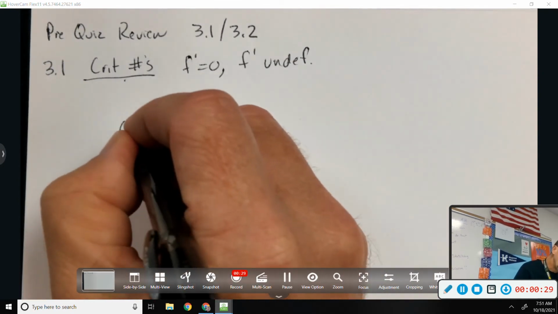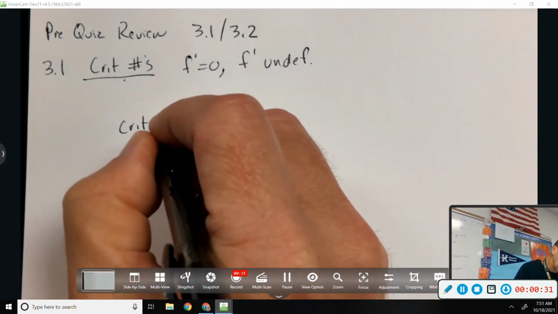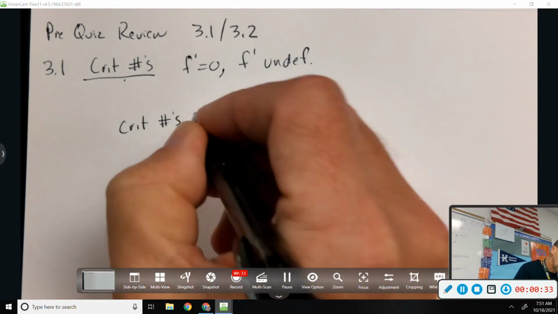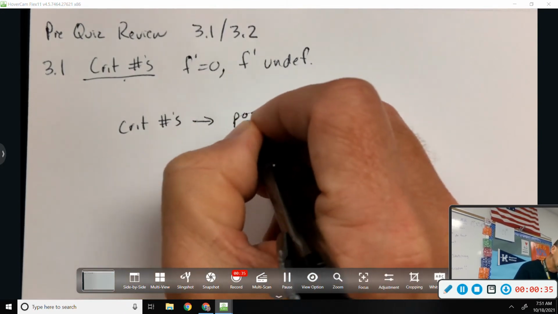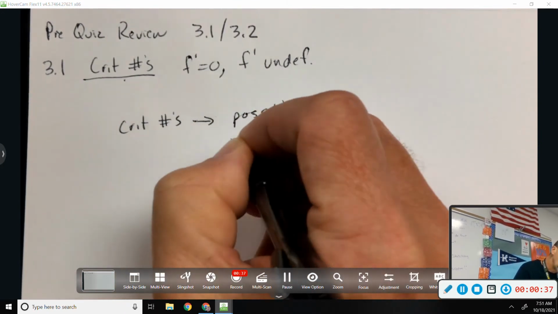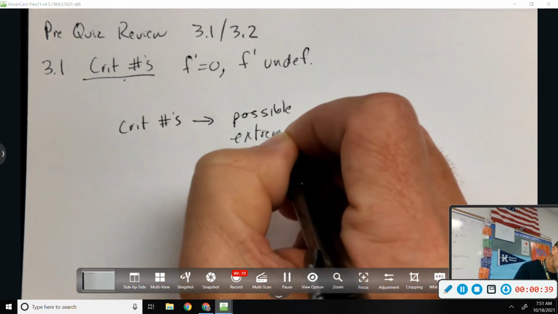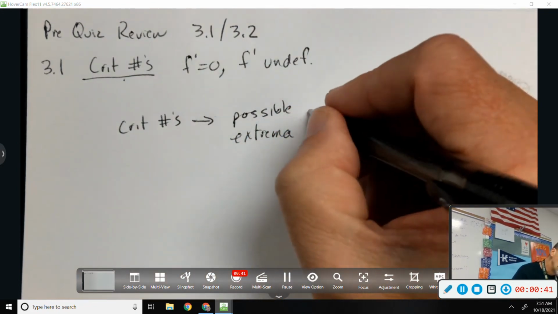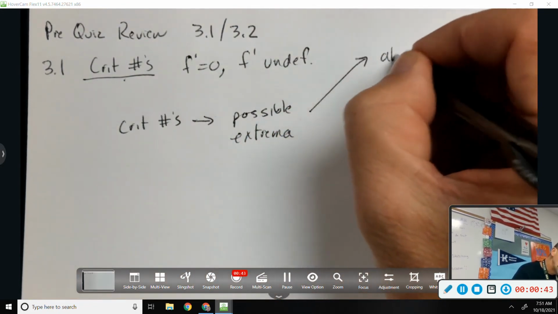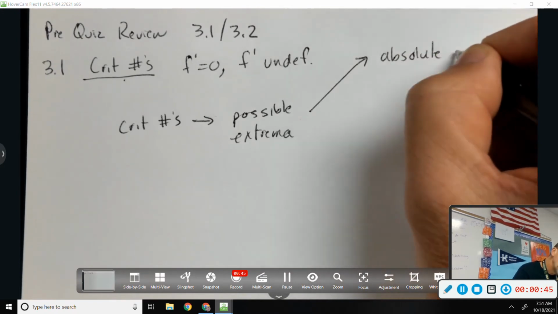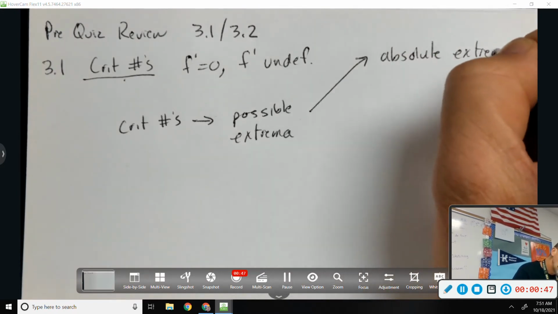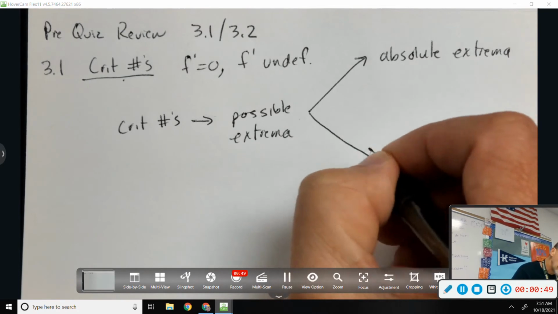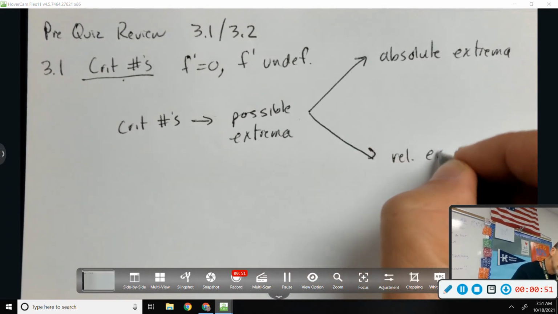Oh, you know what? Let's draw the little roadmap again. Critical numbers lead to possible extrema. And then we've done two things with this. We found absolute extrema. And we found relative extrema.